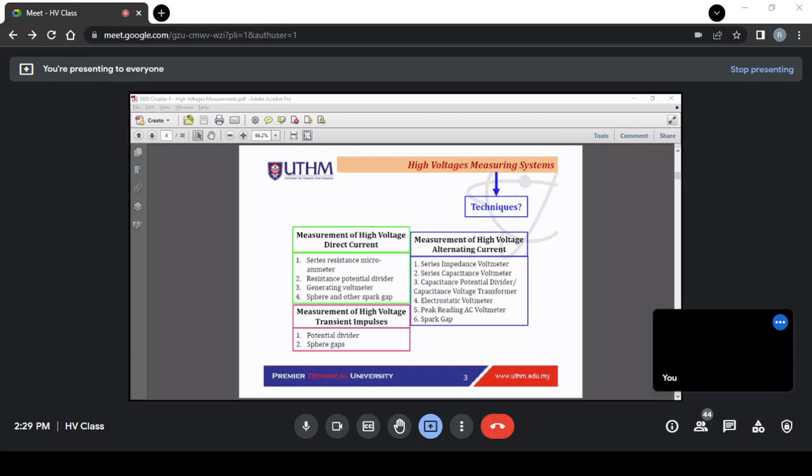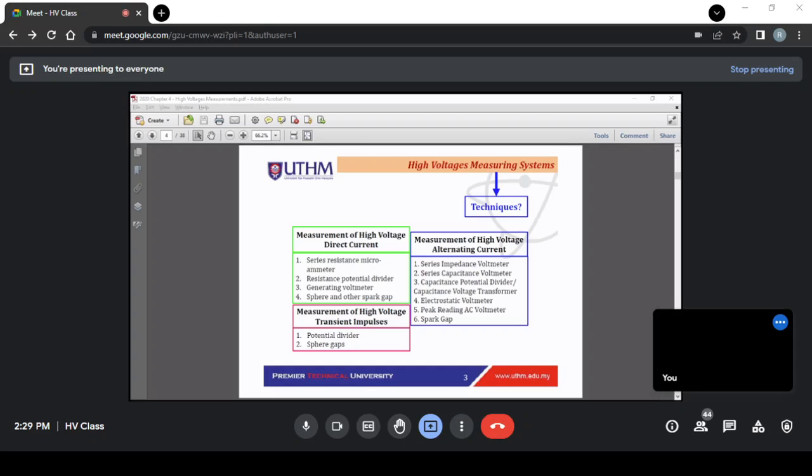This simple circuit may be applicable for a series impedance voltmeter, series capacitance, maybe at the laboratory level, in which the voltage level is not so high. Because what happened, we also need to prepare the capacitance here, the high voltage capacitance and high voltage resistor. This is also very costly. To prepare this is also very costly.